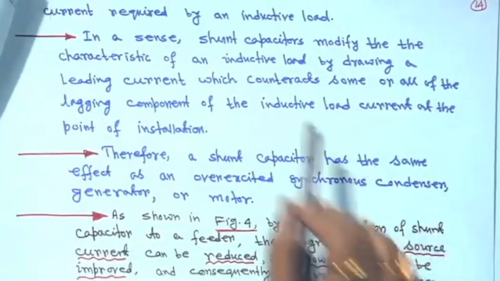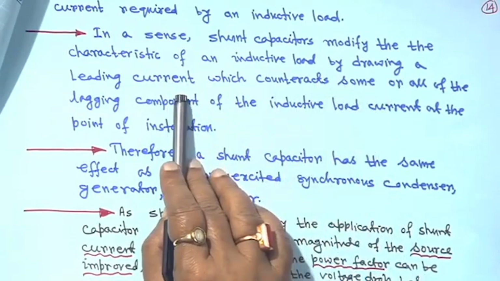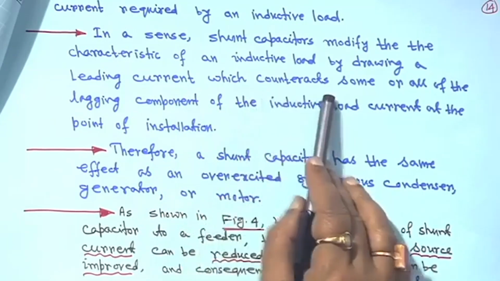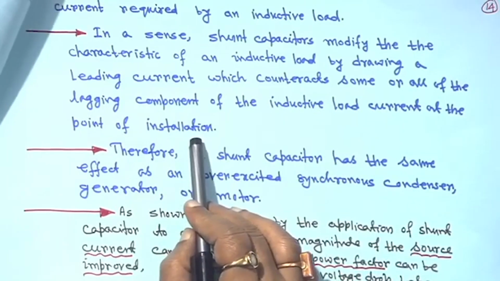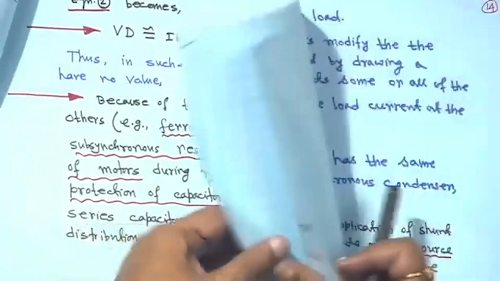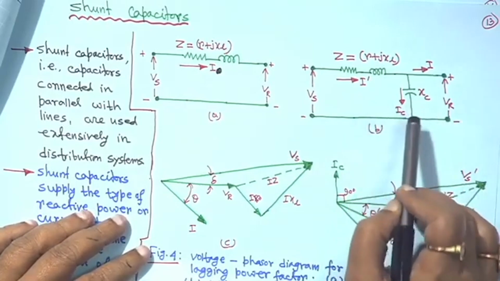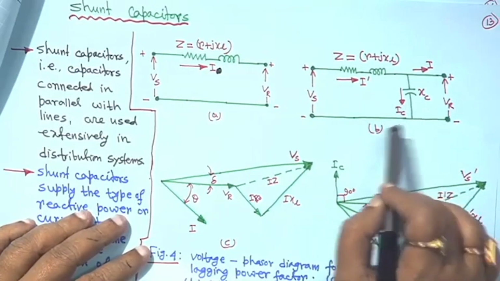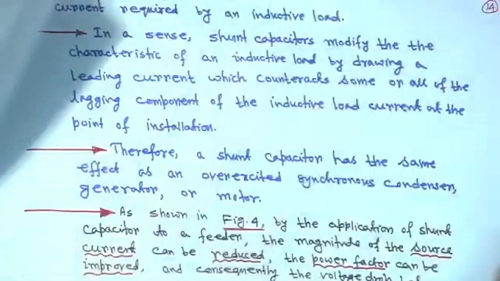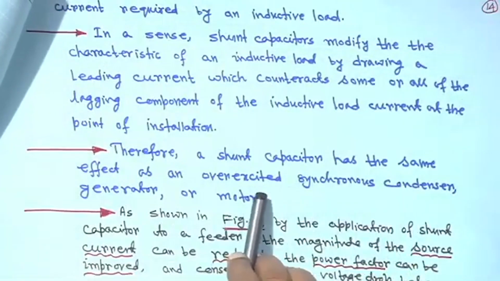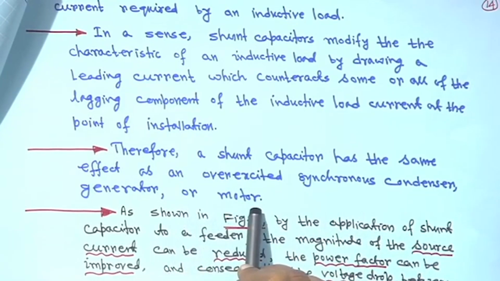So, in a sense, a shunt capacitor modifies the characteristic of an inductive load by drawing a leading current, everything I told you, and I have written it here also, which counteracts some or all of the lagging component of the inductive load current at the point of installation, right. If you look at the diagram, this capacitor is connected and draws a leading current, so it is compensating some of the reactive load at the receiving end. Therefore, a shunt capacitor has the same effect as an over-excited synchronous condenser, generator or motor, right, the effect is similar.